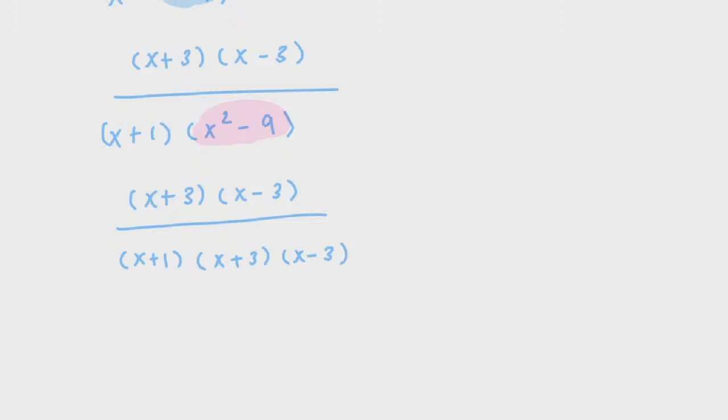Next, we want to cancel out anything that we can. So on the numerator and denominator, I see an x plus 3, so I can cancel that out, and an x minus 3, so I can cancel that out as well. So in the numerator, we're left with 1, and in the denominator, we're left with x plus 1.